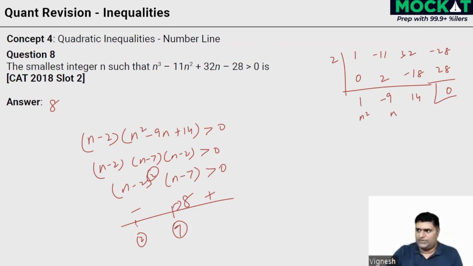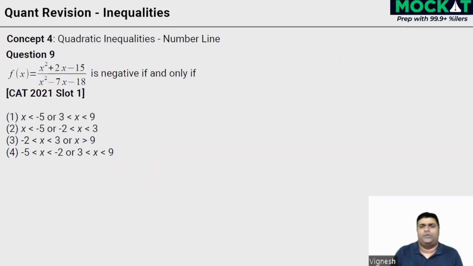So let's move to the next one, right? The next question. And what do we have here? f of x equals x squared plus 2x minus 15 divided by x squared minus 7x minus 18 is negative if and only if, they want it to be less than 0, right? Less than 0. That's it. And we have some ranges given over here. Looks like number line. We have to plot it. So just factorize the numerator and denominator separately, right? That's the way you have to do.